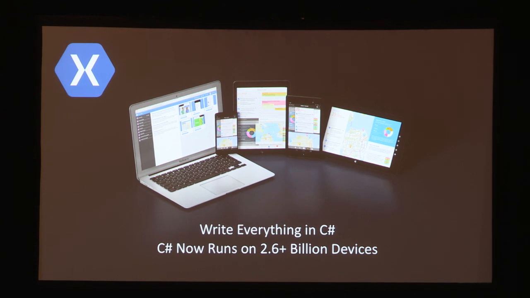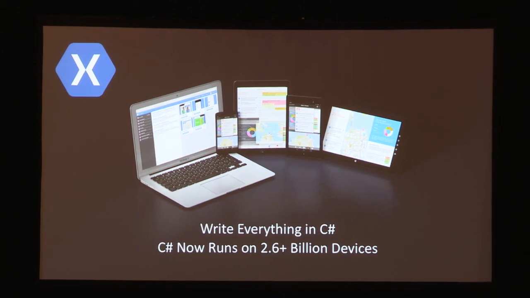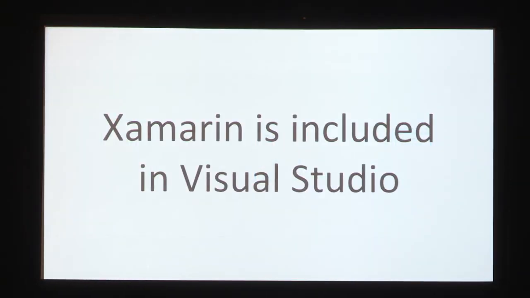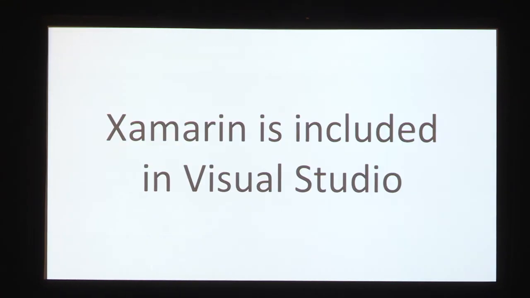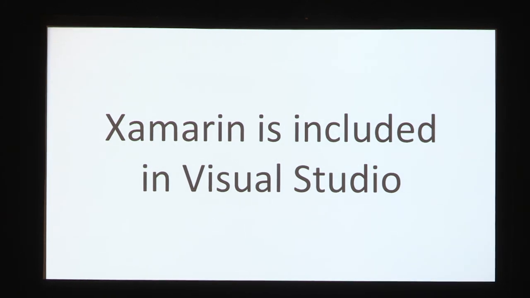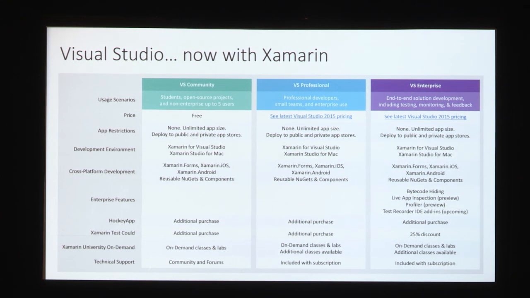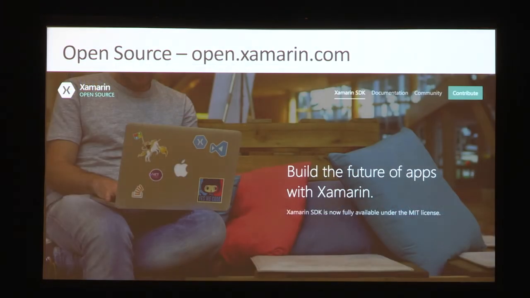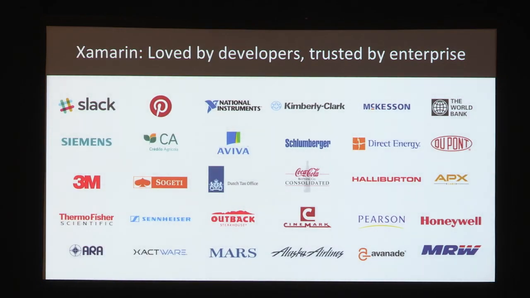So now with our acquisition of Xamarin, C# is running on 2.6 billion devices worldwide. I'm not going to talk a lot about Xamarin. I think the best thing to do is to tell you, number one, it is included as part of Visual Studio. So now as a Visual Studio developer, you get Xamarin for free. Whether you use Community, you get the Community version of Xamarin, or whether you use Professional or Enterprise, where you get additional support in terms of university and discounts for the Test Cloud. But the best way to show that is by a demo.